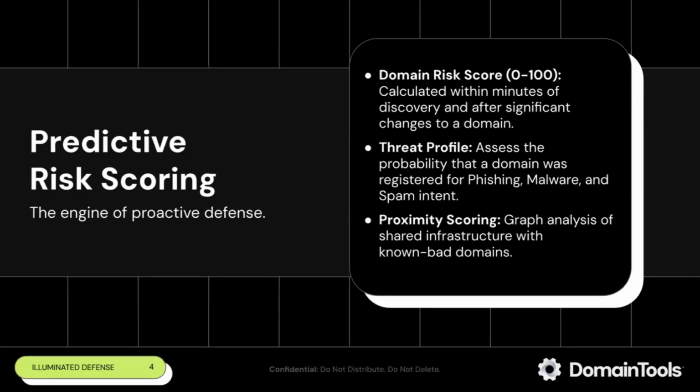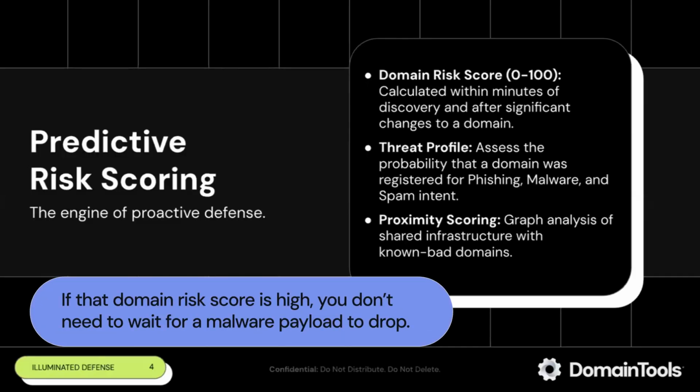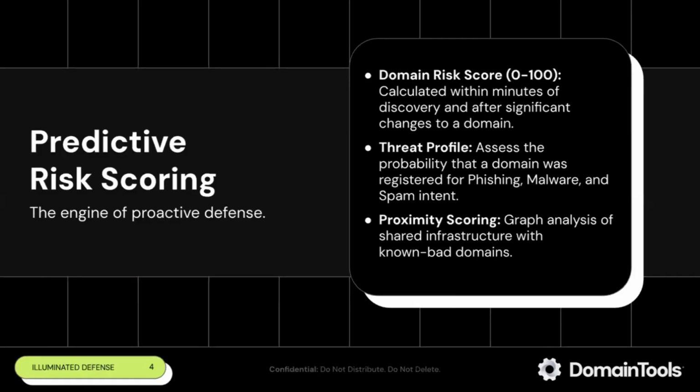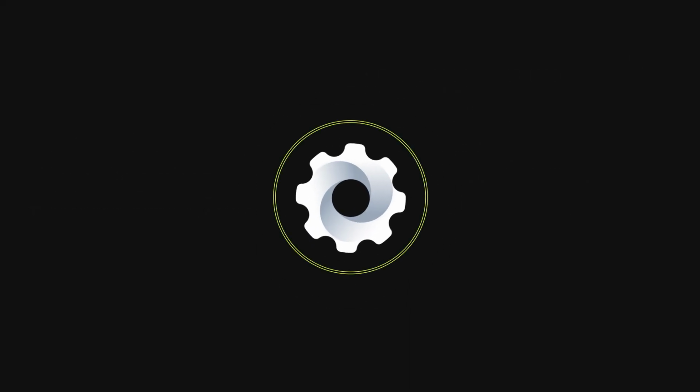So we generate those scores within minutes of discovering a new domain or discovering a new life cycle of the domain. Maybe the domain has changed ownership, then we'll rescore that domain as quickly as possible. And if that domain score is high, you don't need to wait for a malware payload to drop. You can assume that there is malicious intent there, and that's sufficient to initiate some defensive action.